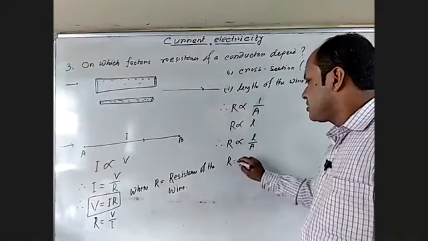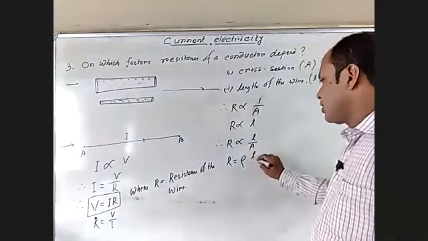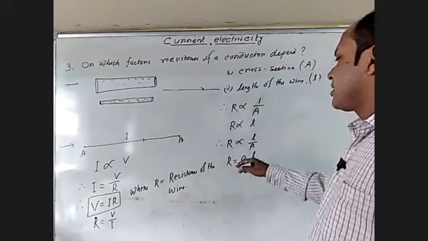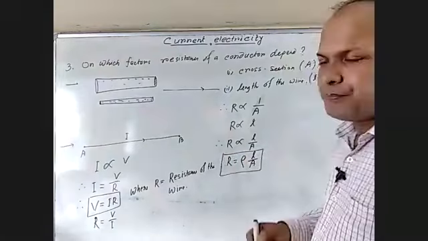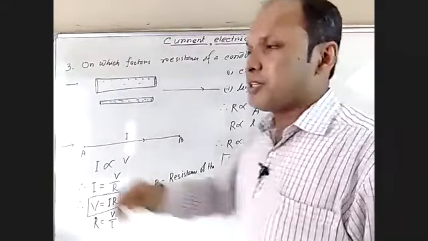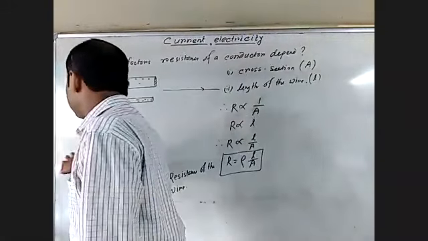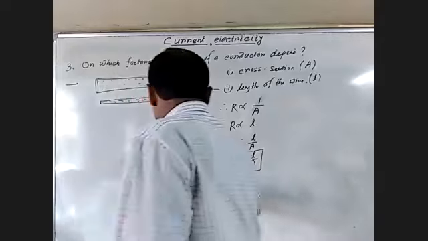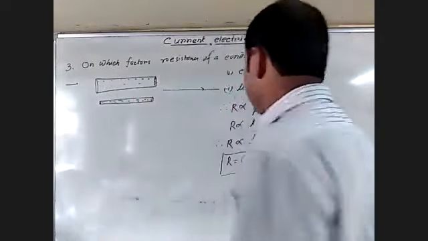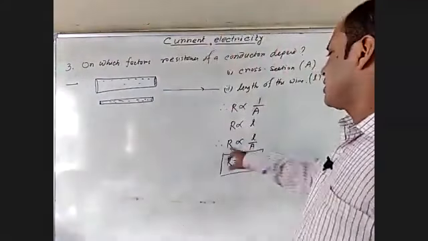And in case of a proportional relation, you have to introduce a constant, which you already know. This is capital R equals rho into L by A. So rho is a constant, it is called resistivity. This is also a constant for a particular material or type of substance. So what is resistivity? Next question. From this expression, you come to know that resistance R equals rho L by A.